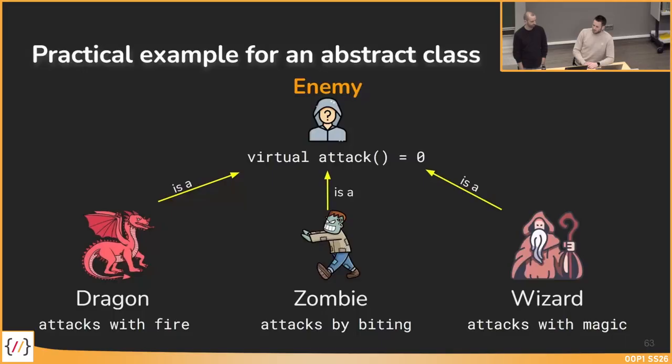So basically, just always think about, does it make sense to just have an object of type enemy? If not, then make it an abstract class by setting at least one method pure virtual.